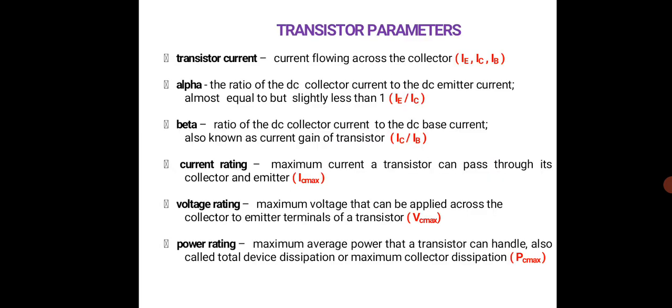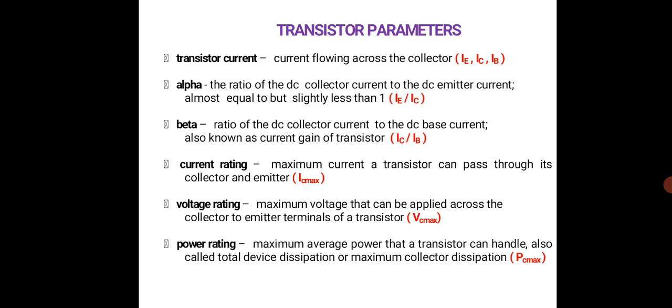So what are the various parameters? The transistor's currents which flow across the collector, the emitter and the base, you call them IE, IC and IB. And alpha, beta. Alpha is nothing but the ratio of the DC collector current to the DC emitter current, which is almost equal to but slightly less than 1. Beta is the ratio of the DC collector current to the base current, which is also called the current gain of a transistor.